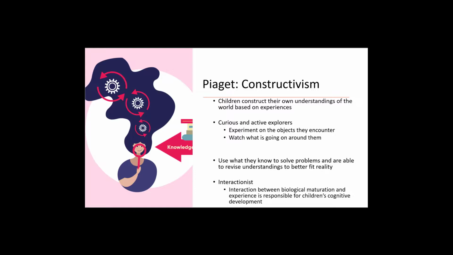that children are naturally curious and active explorers, because you're constructing your world. So you have to have an active exploring species. They experiment on objects they encounter and watch what is going on around them. So experience literally shapes their development because they are naturally explorers. They use what they know to solve problems and are able to revise understandings to better fit reality. Development is an interaction between biological maturation and experience.